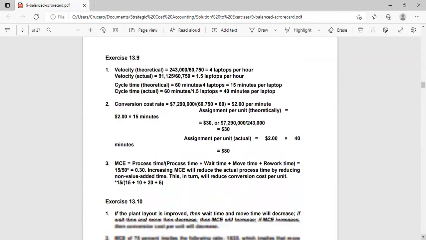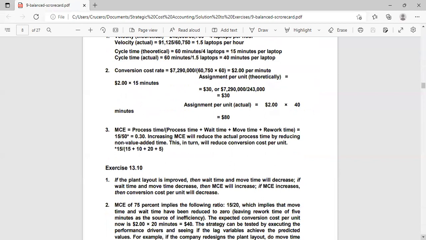Since we have, okay, so in 13-10, if the plant layout is improved, then wait time and move time will decrease. If wait time and move time decrease, then MCE will increase. If MCE increases, then conversion cost per unit will decrease.